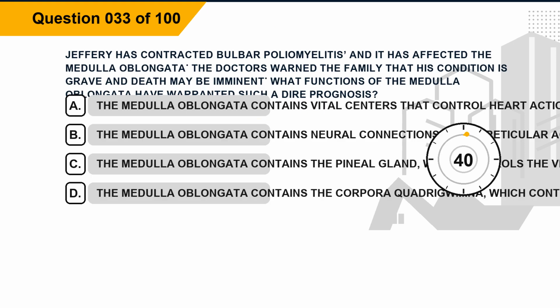Question 33. Jeffrey has contracted bulbar poliomyelitis, and it has affected the medulla oblongata. The doctors warn the family that his condition is grave and death may be imminent. What functions of the medulla oblongata have warranted such a dire prognosis? Option A. The medulla oblongata contains vital centers that control heart action, blood vessel diameter, and respiration. Option B. The medulla oblongata contains neural connections of the reticular activating system. Option C. The medulla oblongata contains the pineal gland, which controls the vital centers. Option D. The medulla oblongata contains the corpora quadrigemina, which controls the neural transmission of impulses along the spinal cord.